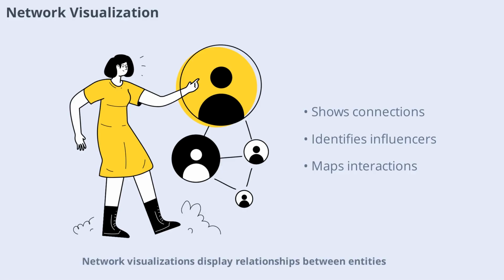Network visualizations display relationships between entities such as social networks, communication flows, or transportation systems. Nodes represent entities while links show connections. These visuals help you understand how elements interact and identify key influencers or bottlenecks.